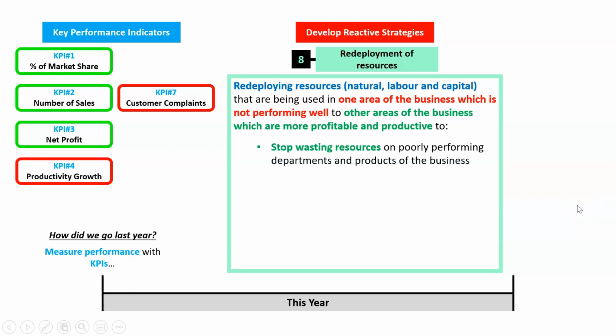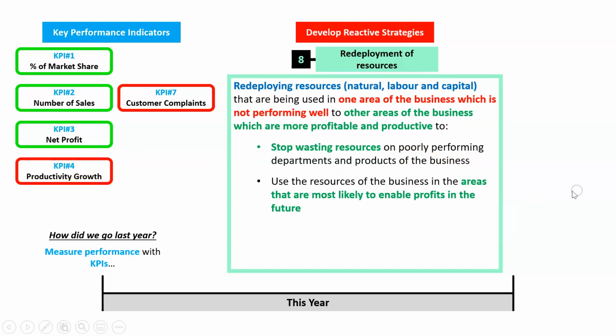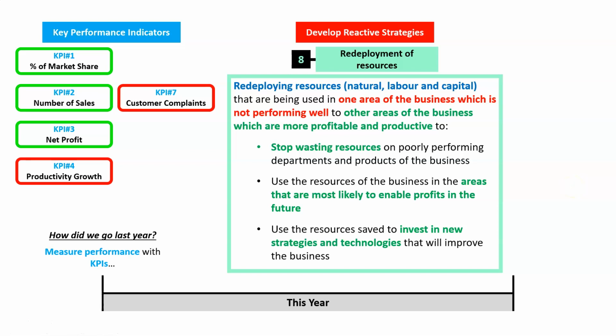That means we'll stop wasting resources. So if we stop wasting resources on things that are performing badly, that's going to increase productivity. And then we're going to use those resources in the areas that are most likely to enable profits in the future. And lastly, we can then use that money or the extra profits that we get to invest in new strategies and technologies that will improve the business. And if we do that, we're going to have happier customers, so lower complaints. We're going to have more sales because customers want to buy with us. That increases our market share, and then our overall net profit is going to be better too.